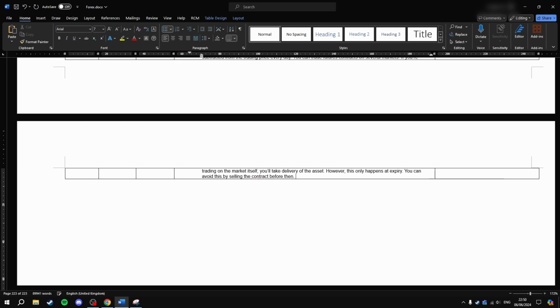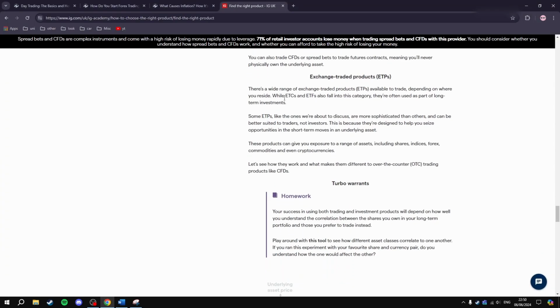You can also trade CFDs or spread bets to trade futures contracts, meaning you'll never physically own the underlying asset.